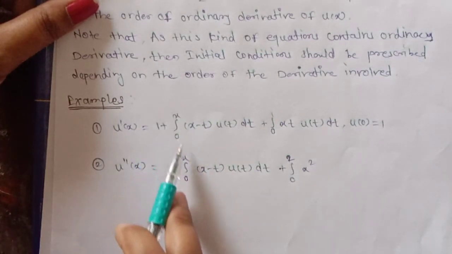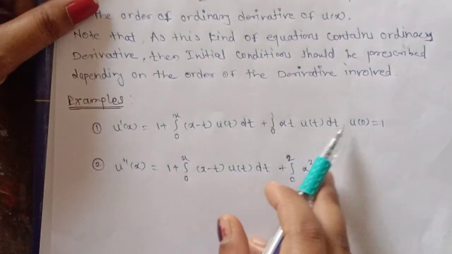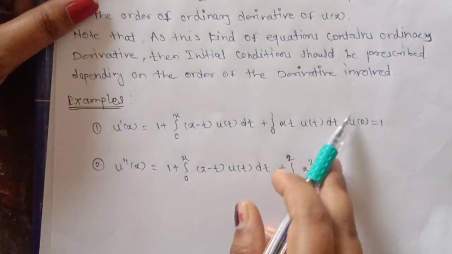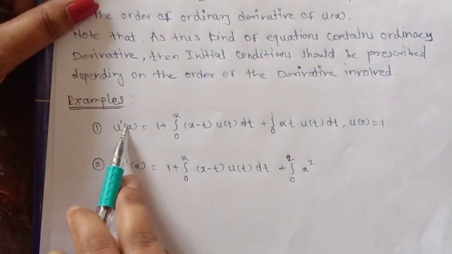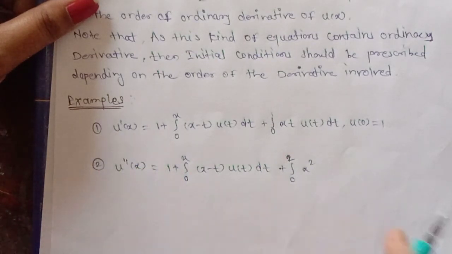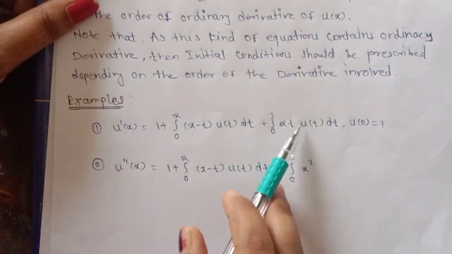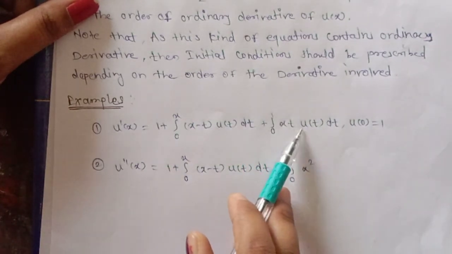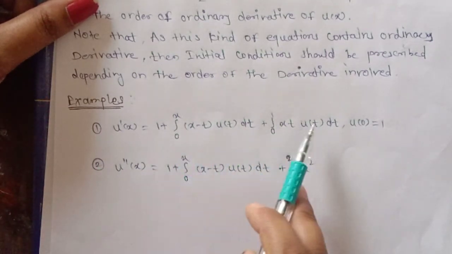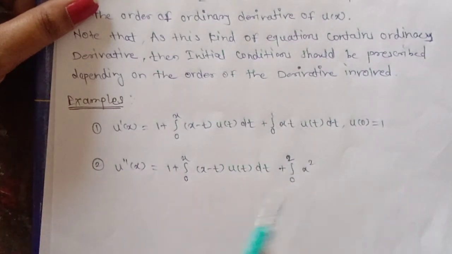The limits of the integration are 0 to x, one variable and the other constant, plus integral 0 to 1 of x t u of t dt, with initial condition u of 0 equal to 1, which depends on the order of the derivative taken for the unknown function u of x. Here the limits are 0 to 1 for x t u of t dt, so this is a Fredholm form integral equation. So this equation is a combination of derivative, Volterra equation and Fredholm equation. So this is a Volterra-Fredholm integro differential equation.